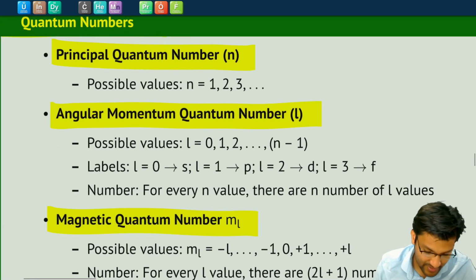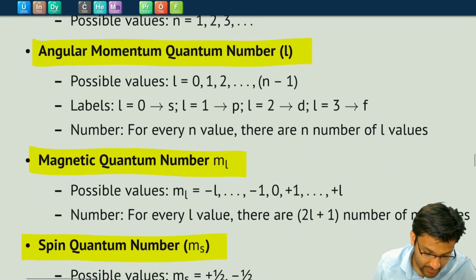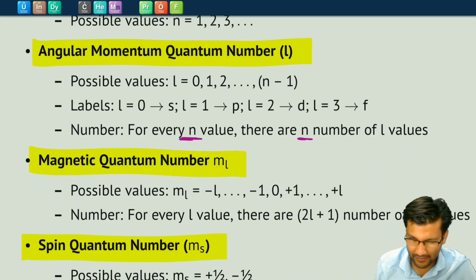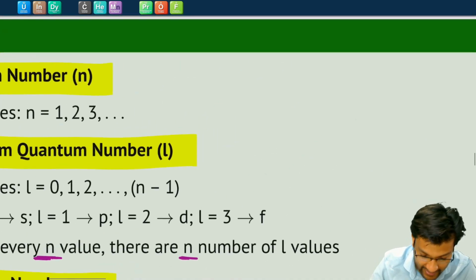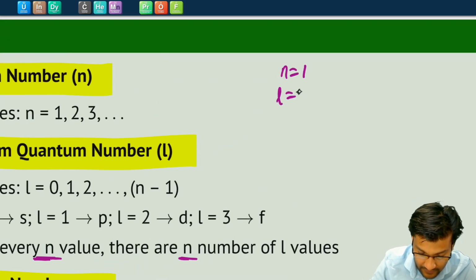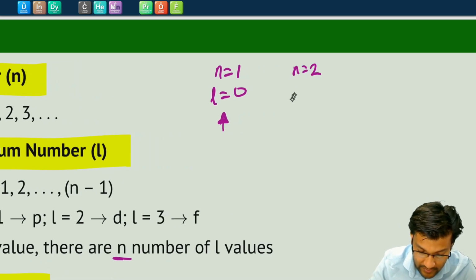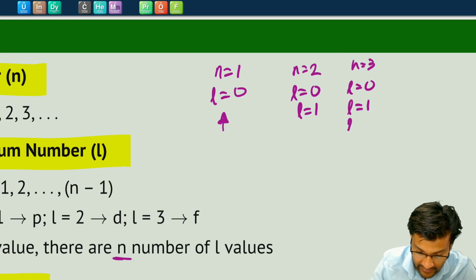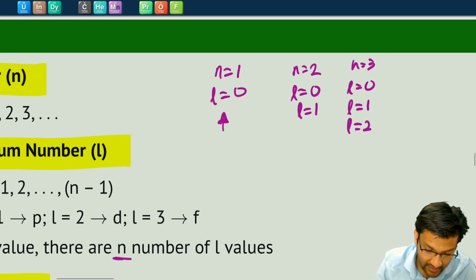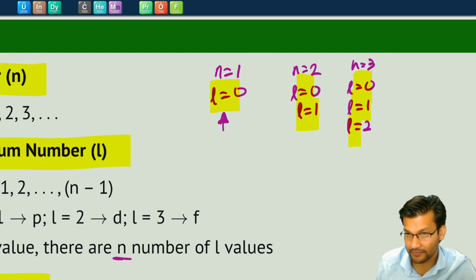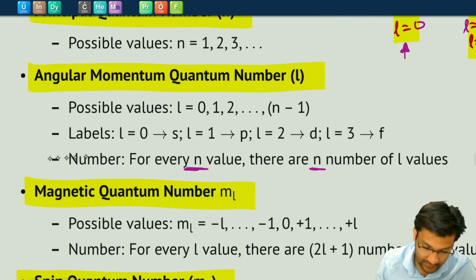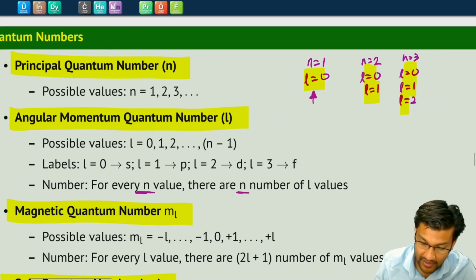That's how we use the angular momentum quantum number. So if you think about it, for any n value, there are going to be n number of L values. I know that sounds weird, but if n is 1, then you can only have one L value, L equals 0. If n equals 2, there are going to be 2 different L values. If n equals 3, there are going to be 3 possible L values. So the number n also tells you how many different L values you have. That's what this statement means. Okay, so that's the second quantum number, L.